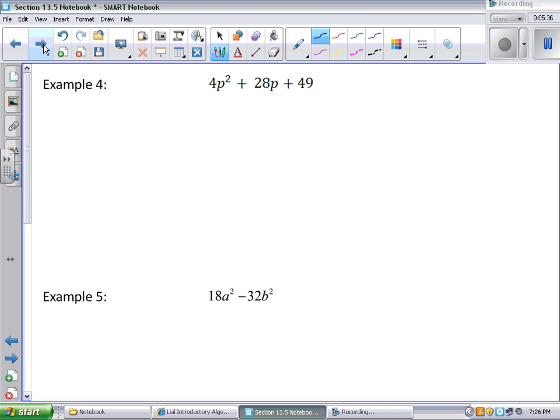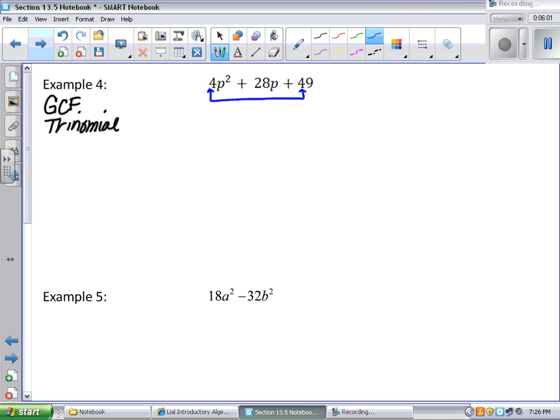Example number 4. Do we have a greatest common factor? And the answer here is no. 4p squared and 49 have nothing in common. I count my terms. I have a trinomial. Trinomial, leading coefficient is not 1, so we're going to multiply.